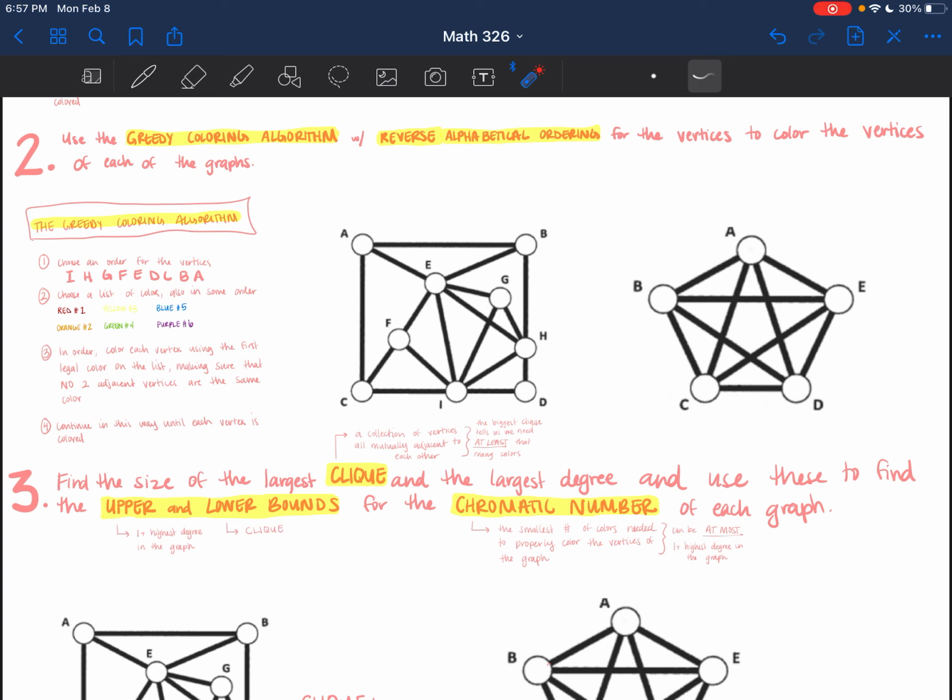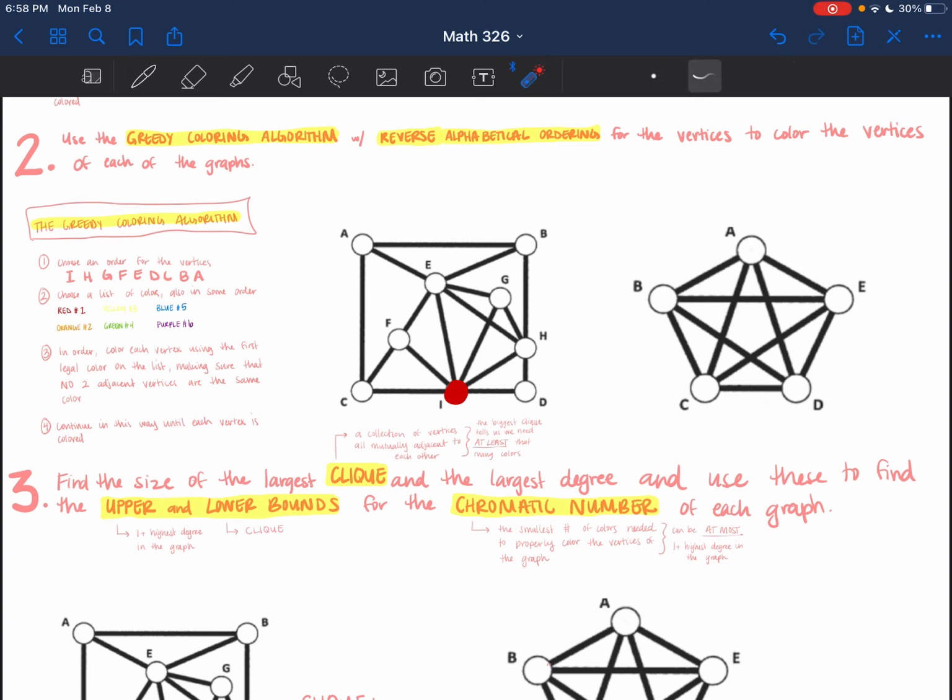But we're going to see if this changes the number of colors that we use. Because everything is staying the same, remember, except for our order. So let's go ahead and start with our graph number 1. And as we remember from before, we're starting at vertex I, because we're going in reverse order, and there's no other color on the graph, so we start with our first legal color, which is red. So I is going to be red this time.